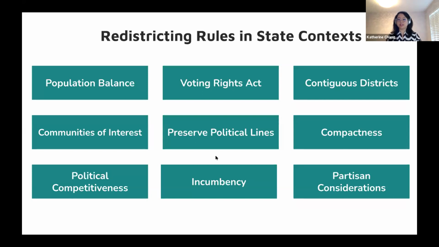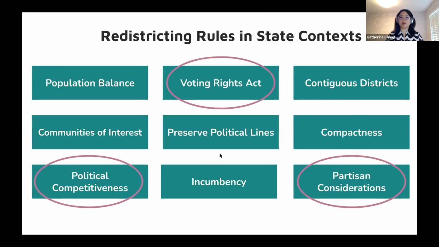Now, the map drawing process and legal rules for redistricting differ for each state. However, states share many similar redistricting rules. Here, we have the 9 most common rules, such as equal population balance and the preservation of political boundaries, such as city or county lines. Unfortunately, we don't have time to talk about all of them today, so we highlighted 3 specific rules. We'll discuss how we examine political competitiveness in Colorado, partisan considerations in Georgia, and the Voting Rights Act compliance in Texas.